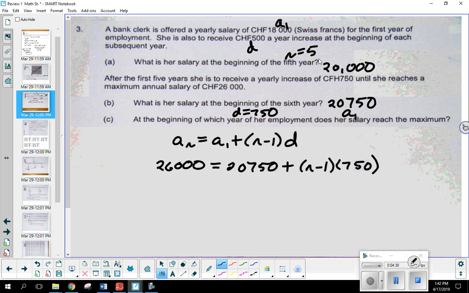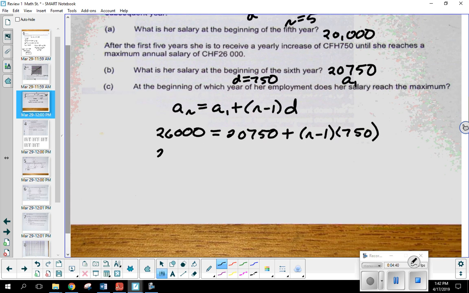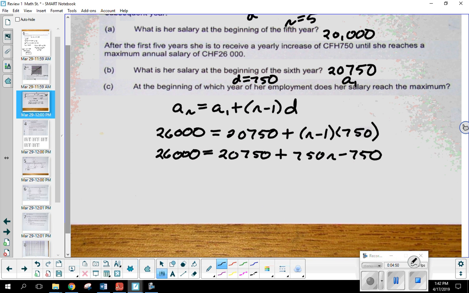Let's take a look. So I've got 26,000 equals the 20,750. Let's go ahead and distribute. So that would be 750n minus 750. This right here, the 20,750 minus the 750, that's just going to give me 20,000. But then I'm going to subtract that over. What do I have over here? 6,000, right? Equals the 750n.